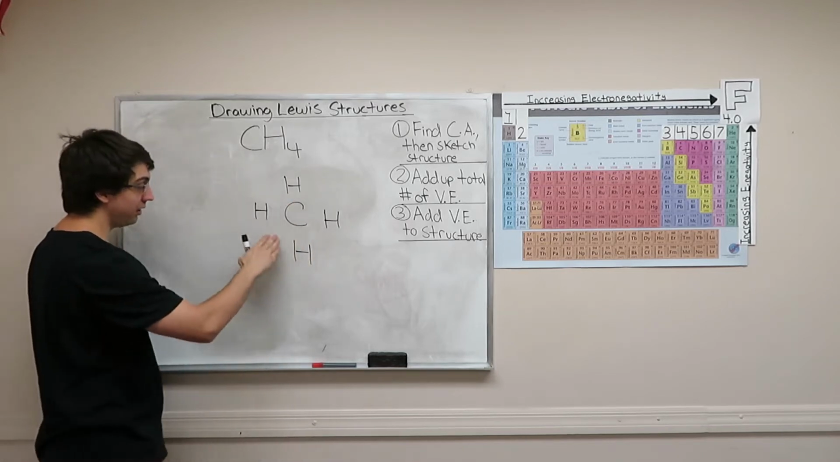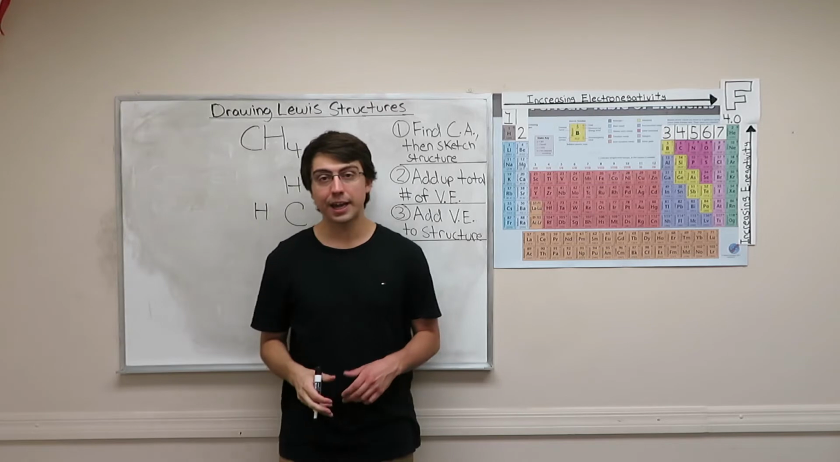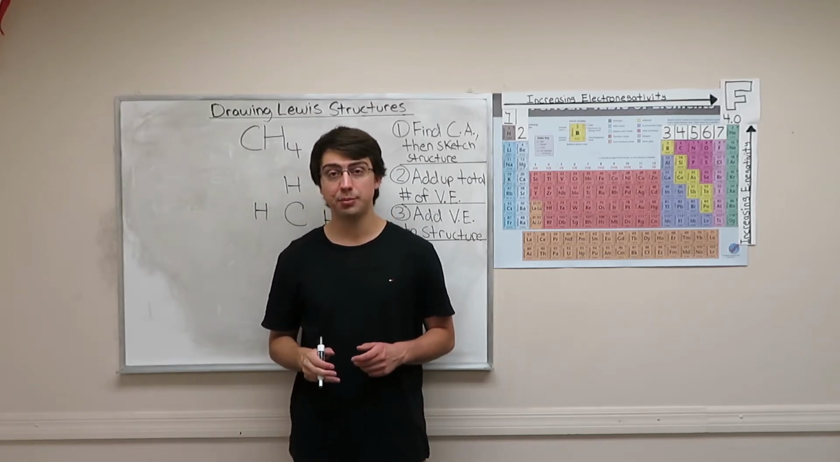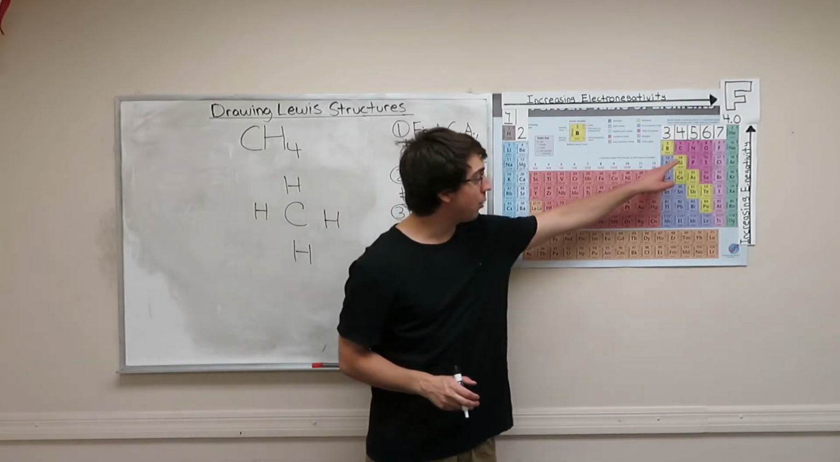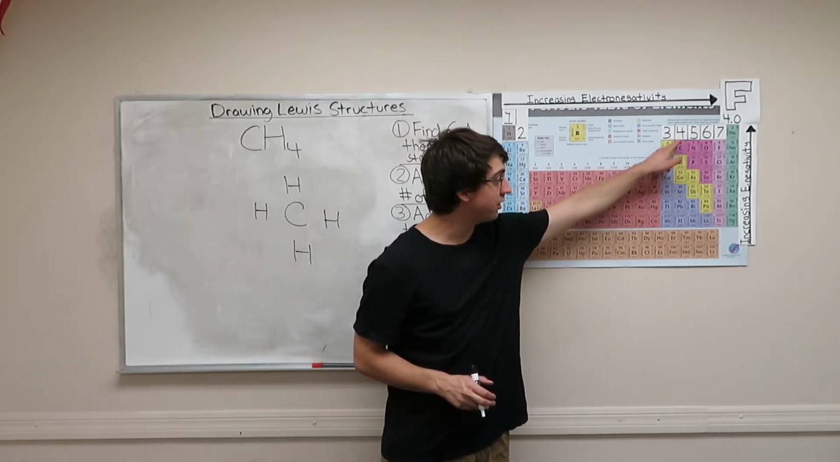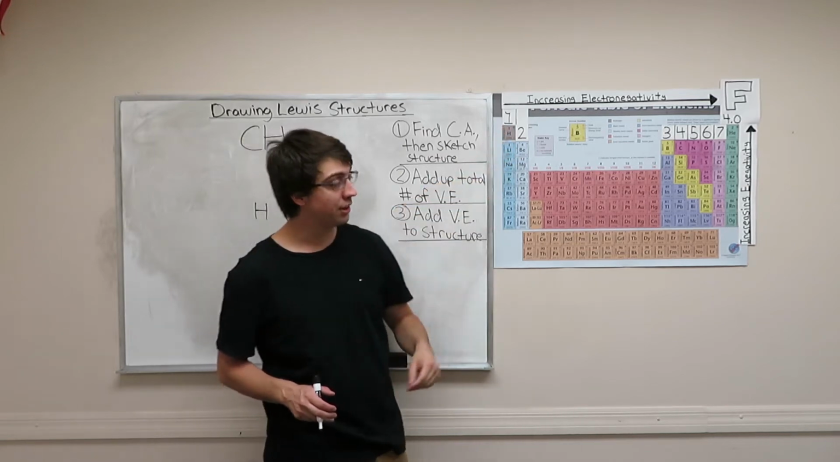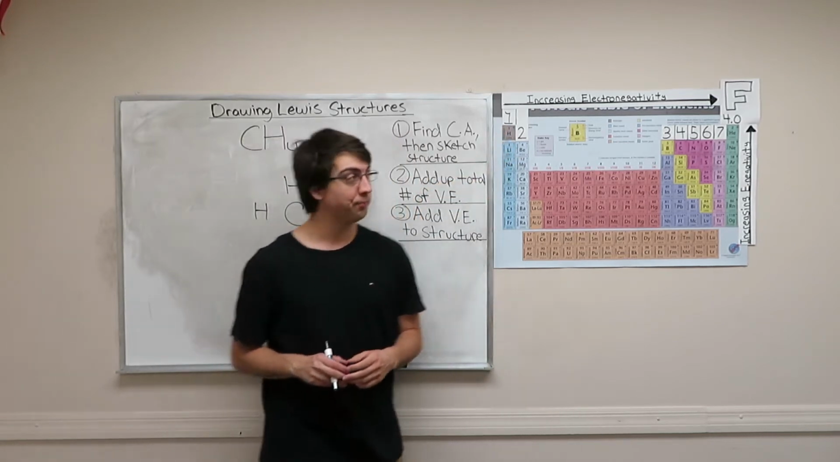Now that we have the skeleton of the structure made, we need to add up the total number of valence electrons. The number of valence electrons is the same as the element's group number. So carbon is in group 4 and it has 4 valence electrons. And hydrogen is in group 1 and it has 1 valence electron. And now we just need to add that total up.